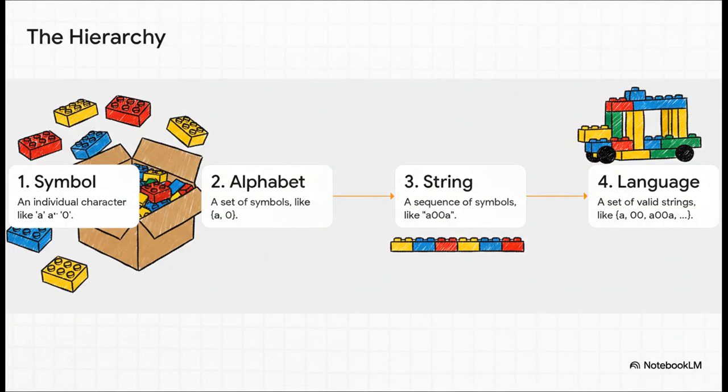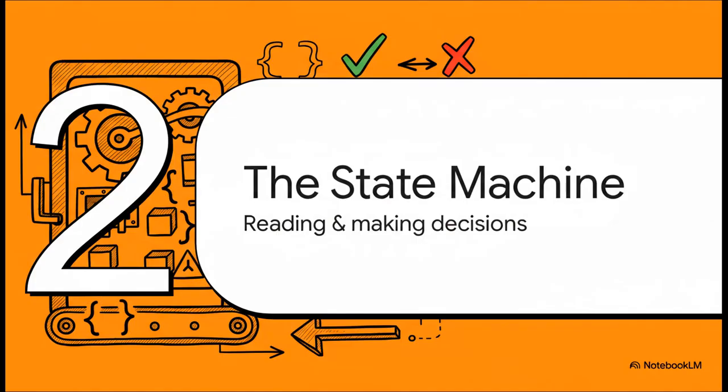So let's recap real quick. We start with a tiny individual brick, the symbol. We gather all the types of bricks we can use into a box, that's our alphabet. We snap them together in a line to make a string, and then we create a set of rules for what counts as a valid construction, and that's our language. See how it all builds on itself? Simple, but so powerful.